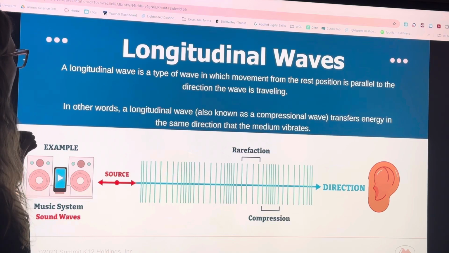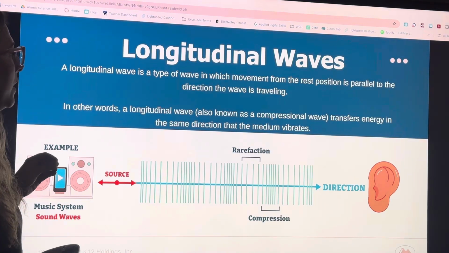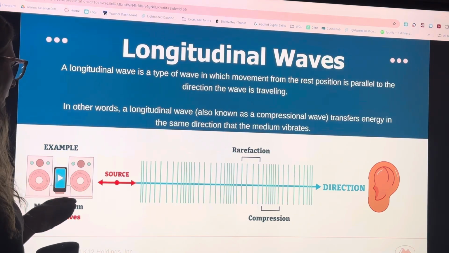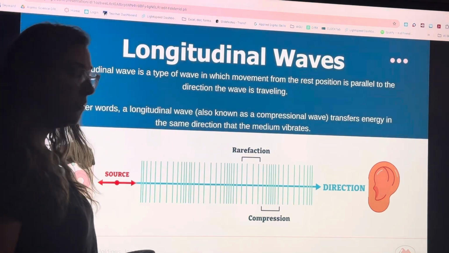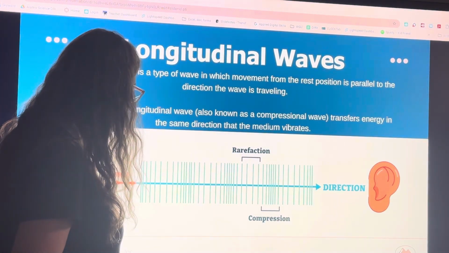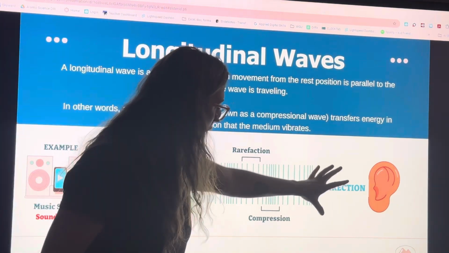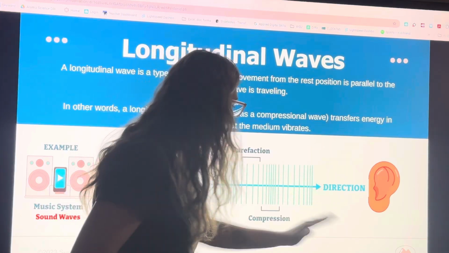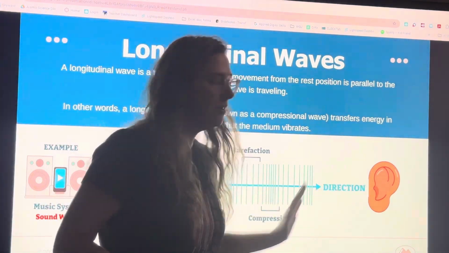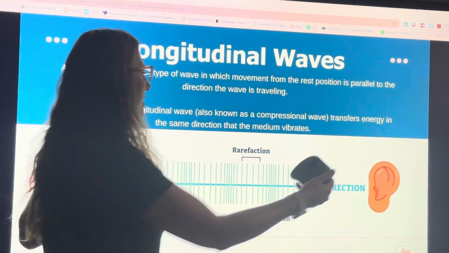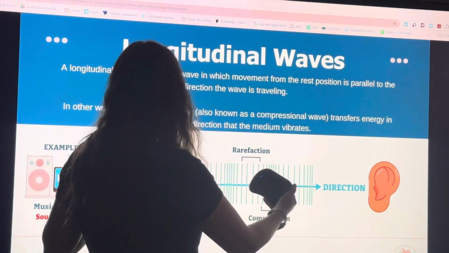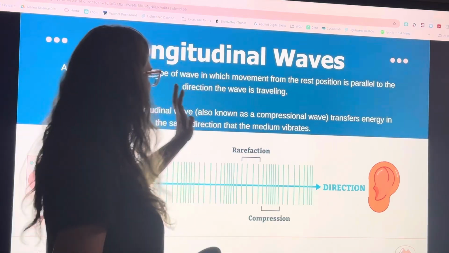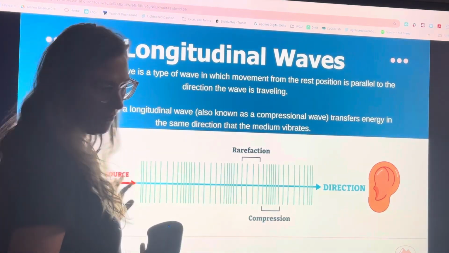Longitudinal waves are a type of wave in which movement from the rest position is parallel to the direction the wave is traveling. So like music, our wave goes across. It doesn't go up and down, it goes across. All right? It's also known as a compressional wave, and it transfers energy in the same direction that the medium vibrates. Sound is a longitudinal wave.